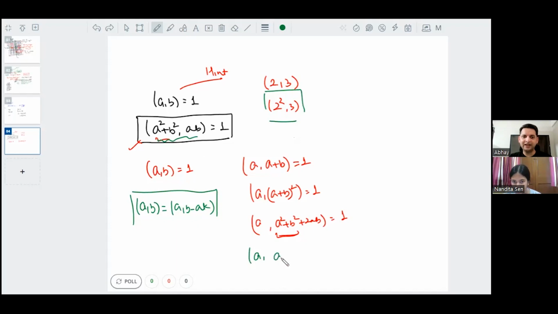Basically, A and A square plus B square plus 2AB. Can I say minus 2B times A? Here the K would be 2B. This minus K times this. So again, this cancels out. So we have A and A square plus B square. GCD is 1.